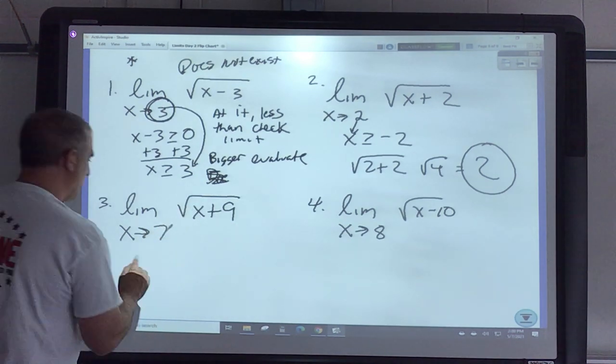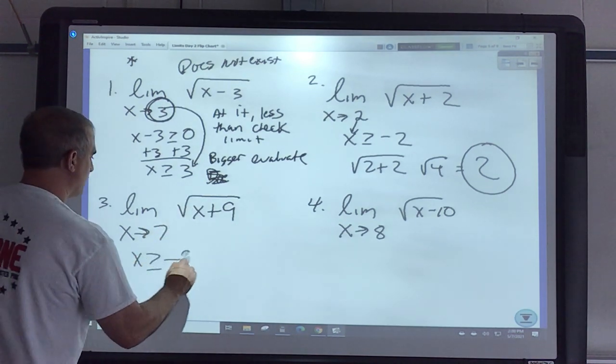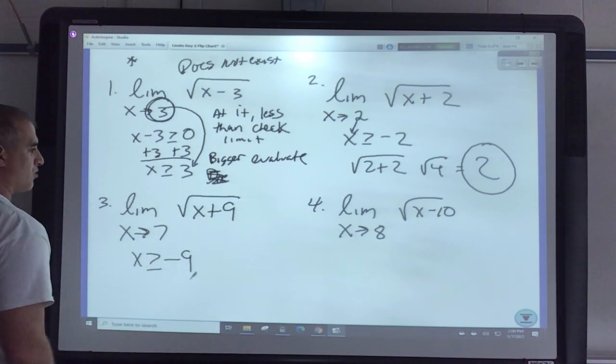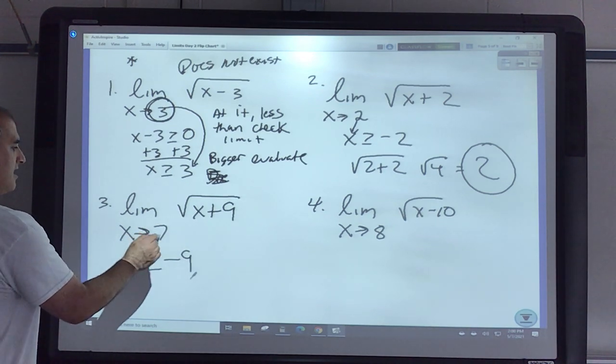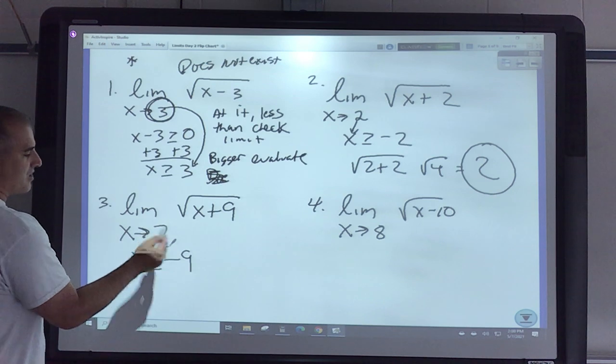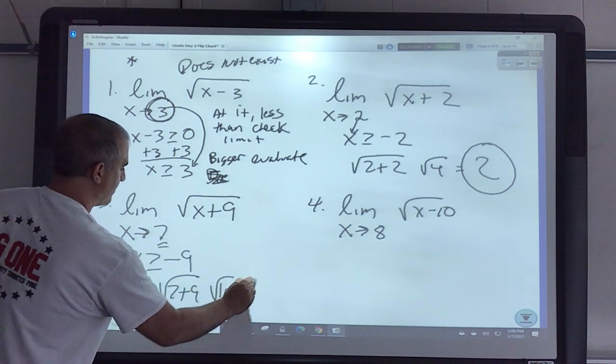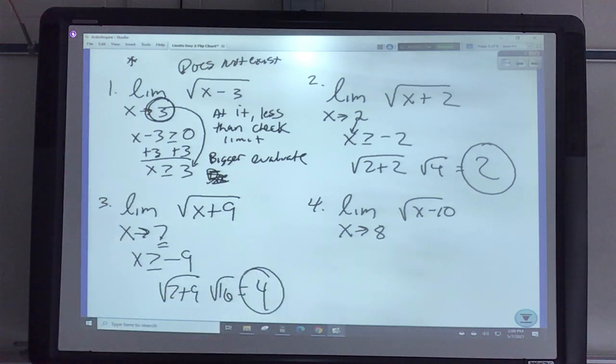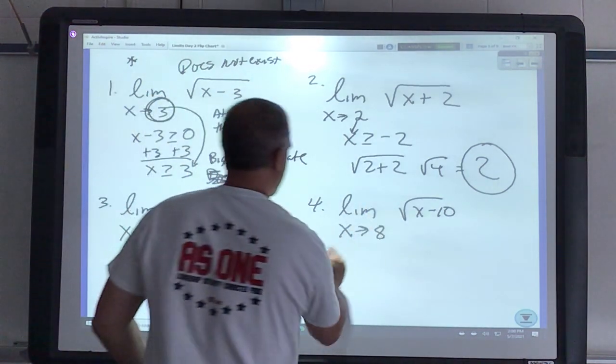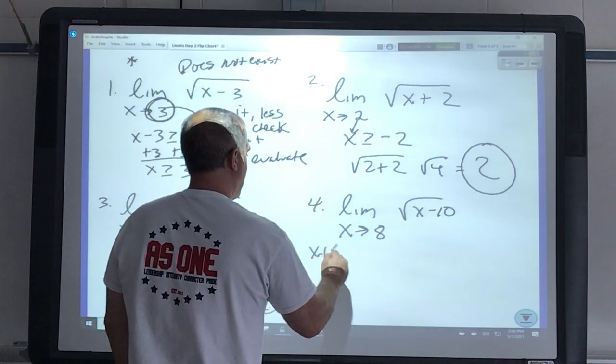All right, this one I'd have to worry about if x was greater, the domain is x is greater than or equal to -9. Now, once again, the 7 is fine. That's well into that. So I can just do 7 plus 9, which is the square root of 16, which is 4.